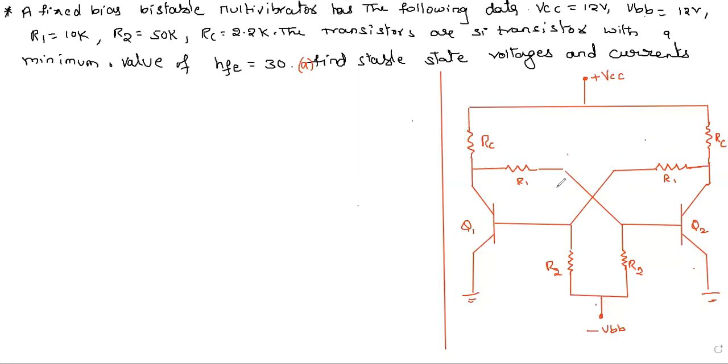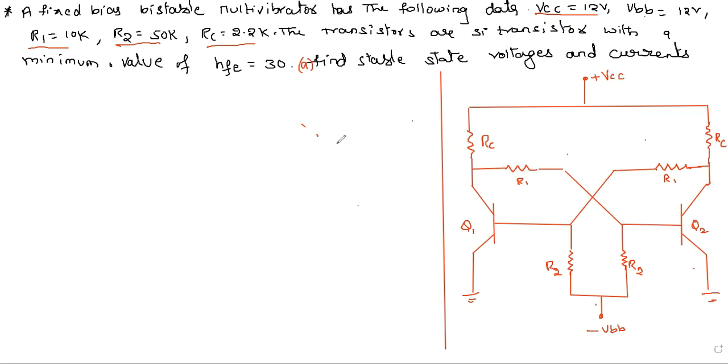Hi friends, today we are going to discuss a problem on bistable multivibrator. The data given here is R1 is 10K, R2 50K and RC is 2.2K, and VCC is given 12 volts, VBB is also given 12 volts, and here hFE minimum the value is given as 30, and we are asked to find the stable state voltage and currents.